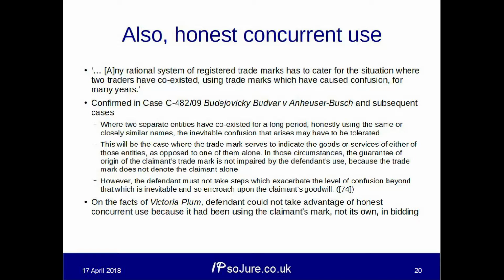That's all very well, but in the Victoria Plum case, the defendant couldn't say this is honest concurrent use, for the simple reason that the whole problem was that they were using the claimant's trademark, not their own. I guess honest concurrent use would be quite important between the two parties so long as they stick to using their own trademarks, but obviously that was not what was happening here.